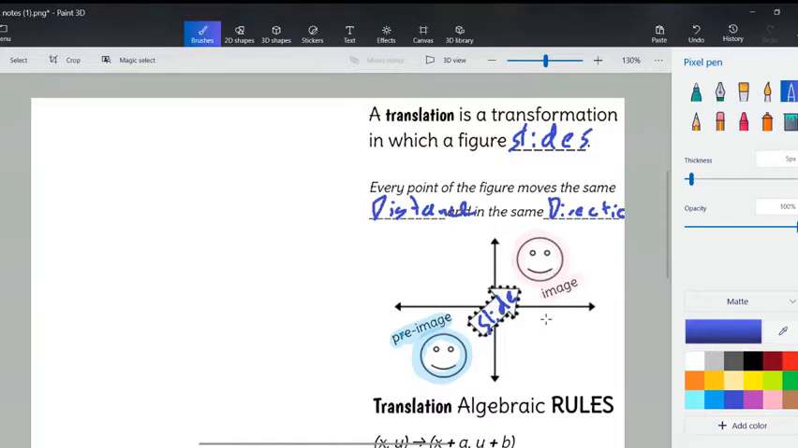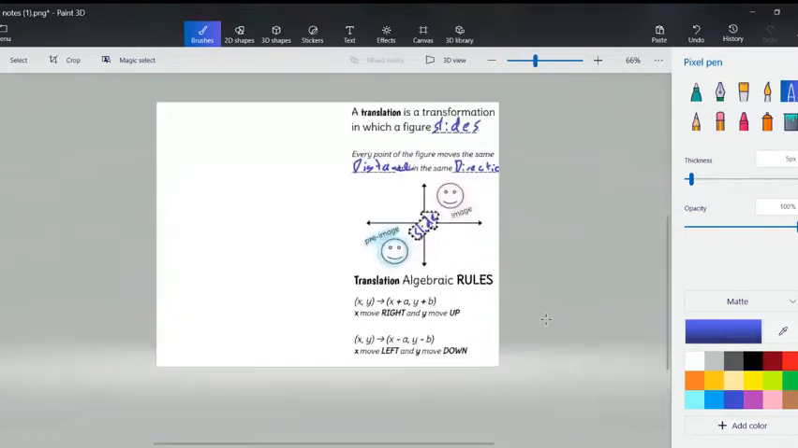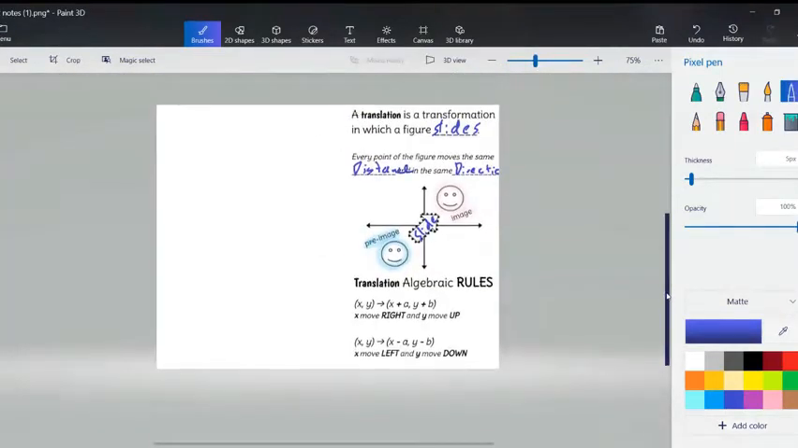Okay, but the math terminology that we're going to expect you guys to know is translation. So it's translation across the screen there.